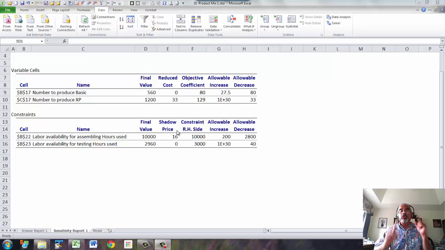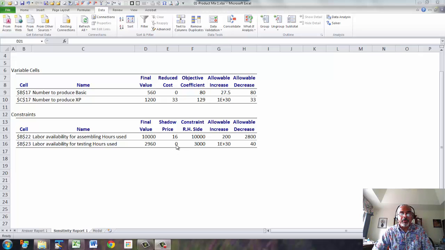Now that statement will be valid only as long as the increase is within 200 units. You don't increase by more than 200 units. The flip side is, of course, if you decrease, then the profit will go down by 16. And once again, that statement will be valid if you decrease by no more than 2,800. As long as the increase and decrease are within these limits, the shadow price will be valid. In other words, the change per unit of the right hand side on the objective function value will be valid.